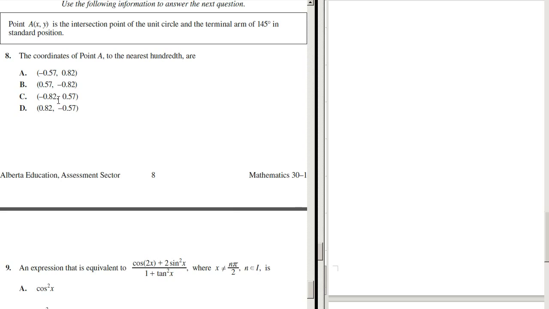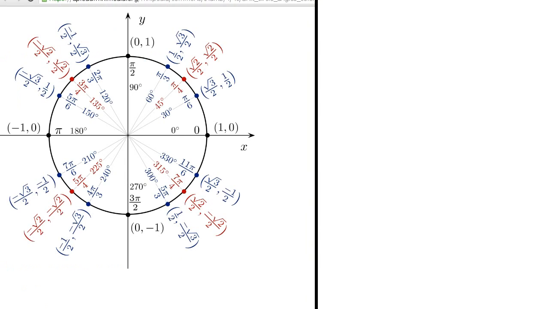Now we just need to know, is it further than halfway in terms of being flatter, or is it less than halfway and it stays taller? So let's look at the circle again. Whoops, that's not the one. 145 degrees is more than the 135. So we know it's going to be a little bit flatter. So that means the x is going to be a bit further out and the y is going to be a little bit lower.